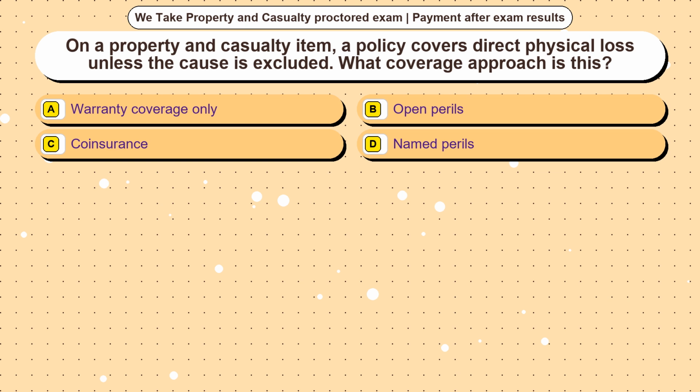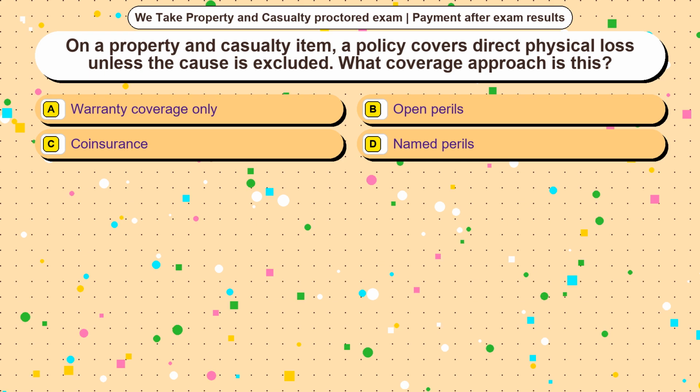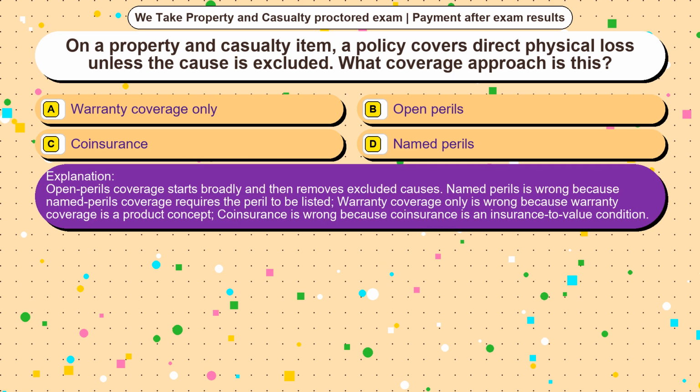Question 14. On a property and casualty item, a policy covers direct physical loss unless the cause is excluded. What coverage approach is this? Option A, warranty coverage only. Option B, open perils. Option C, coinsurance. Option D, named perils. The correct answer is option. Open perils coverage starts broadly and then removes excluded causes.